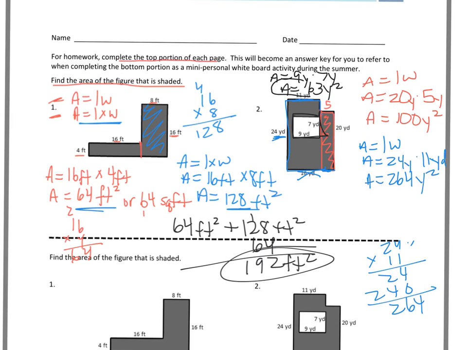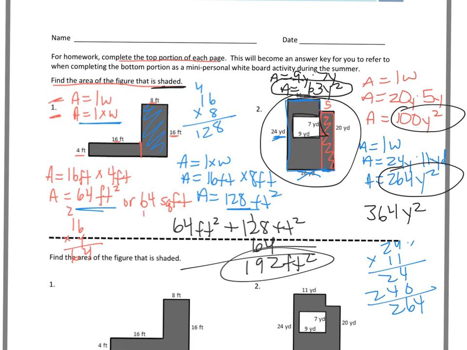And that one I have to figure out because it wants just the shaded stuff. So if I add 100 to 264, that's 364 yards squared, which is this whole shape. But now I got to get rid of this part. So I'm going to subtract the 63 yards squared to get my answer.